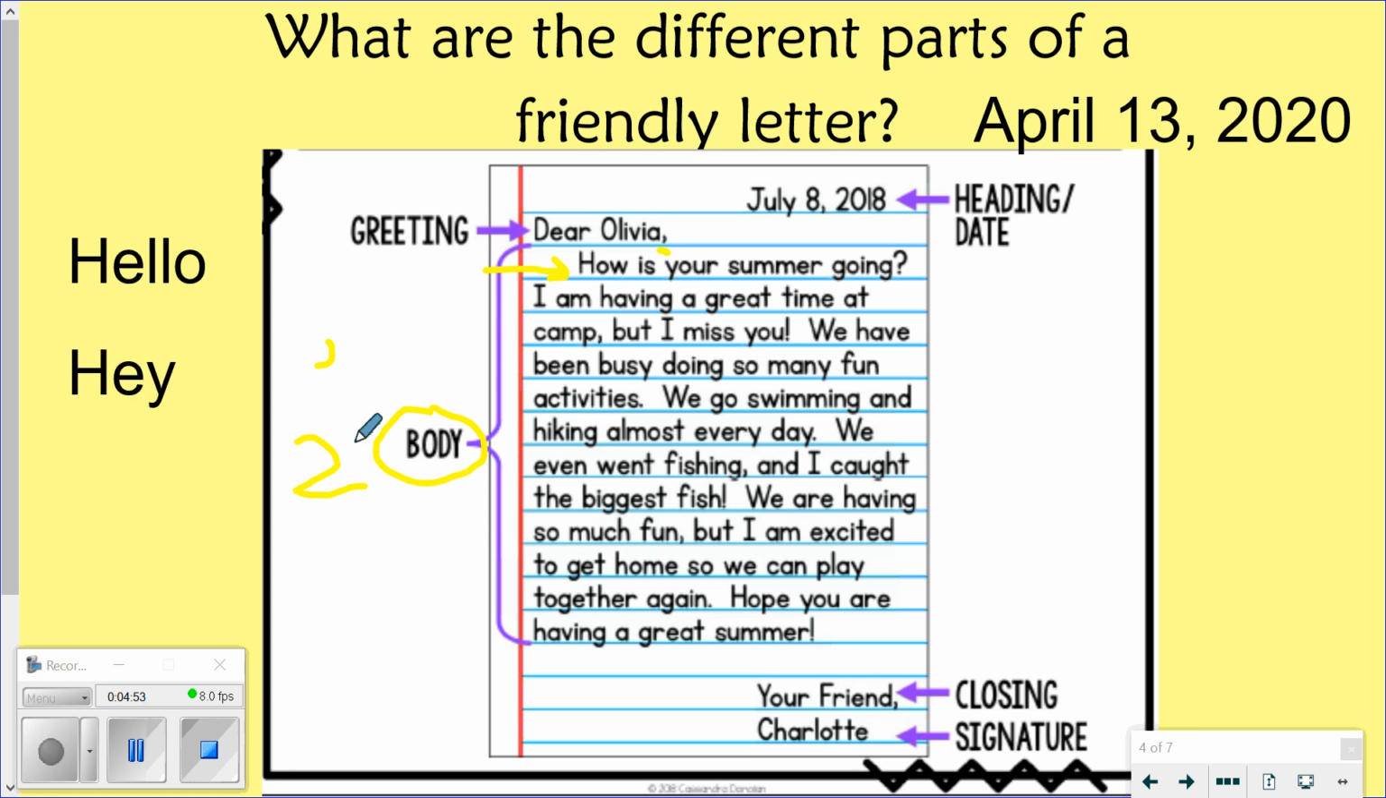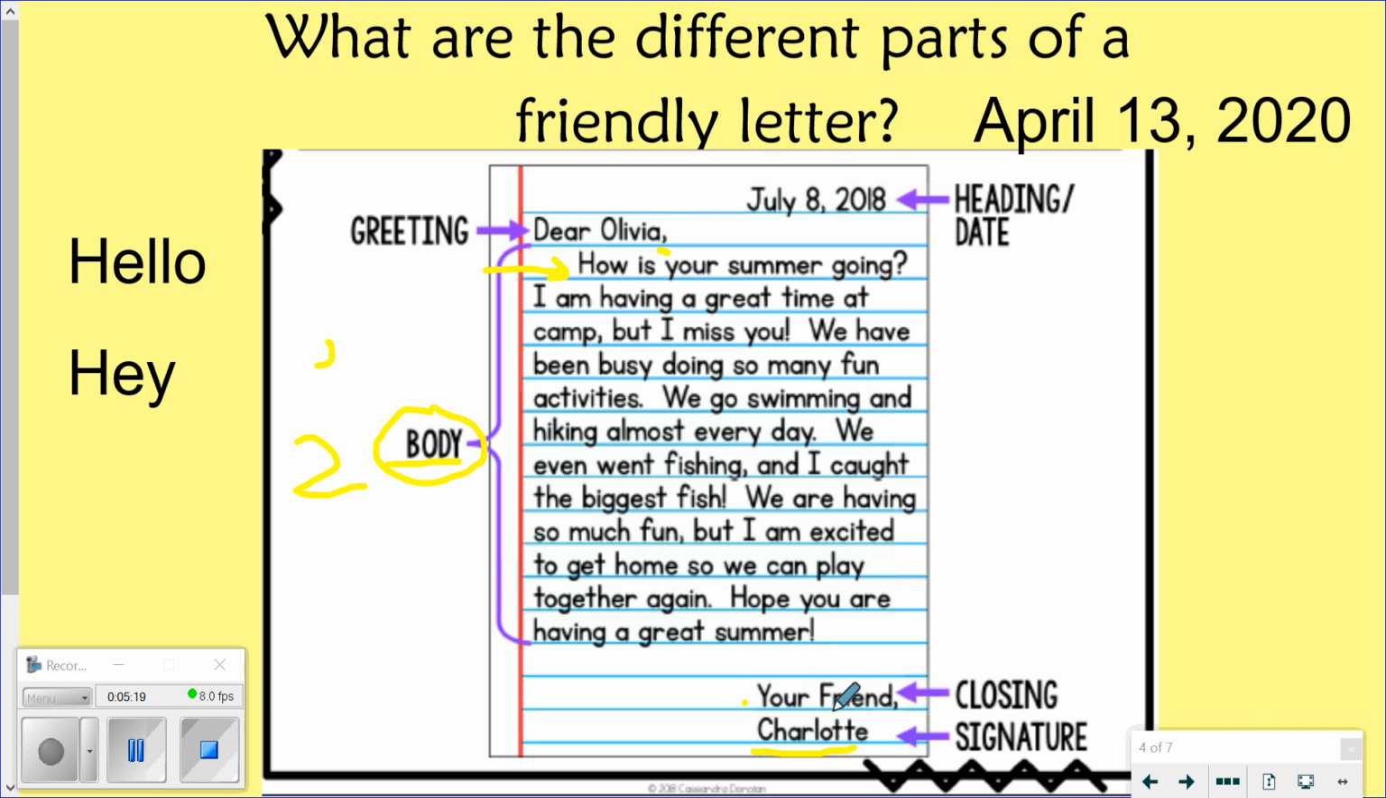So her whole body paragraph is about her time at camp. And so it's one big paragraph telling her friend about camp. And I know that it's written to her friend because it says, your friend, comma, Charlotte. So Charlotte is the author of this letter. She's the person who wrote it. So she signs her name, that's called the signature, at the bottom. It's to Olivia from Charlotte.